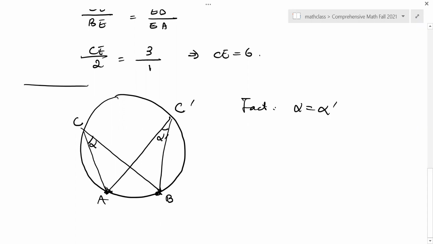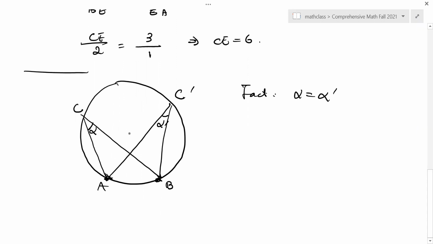Now, if P is the center and you connect those two lines, you get a beta. More importantly, alpha is going to be half of beta. So alpha equals alpha prime, and it equals half of beta.